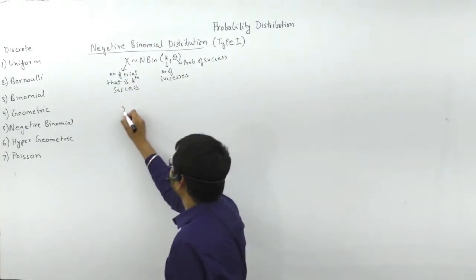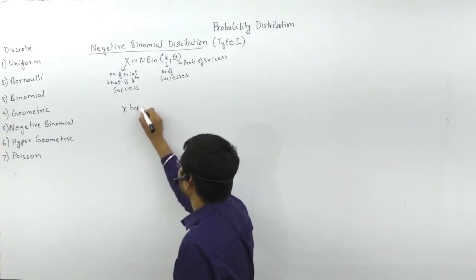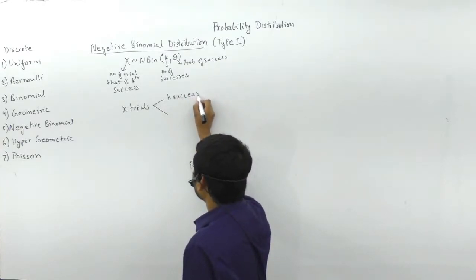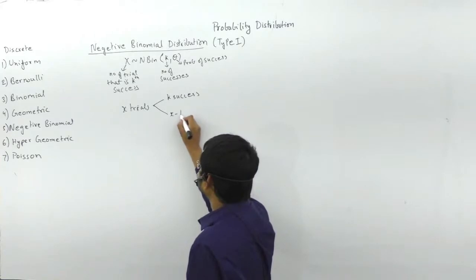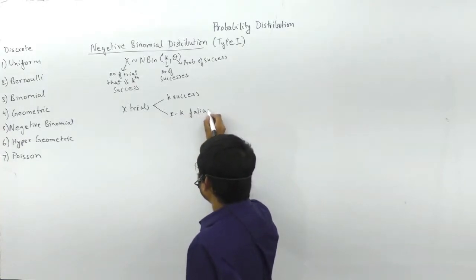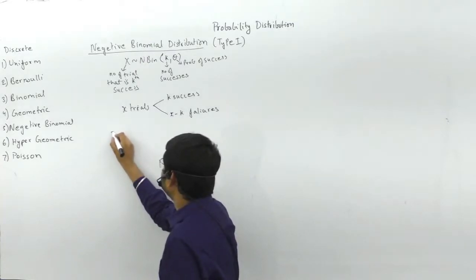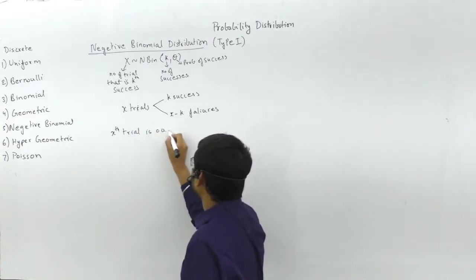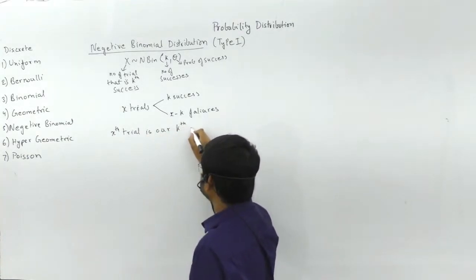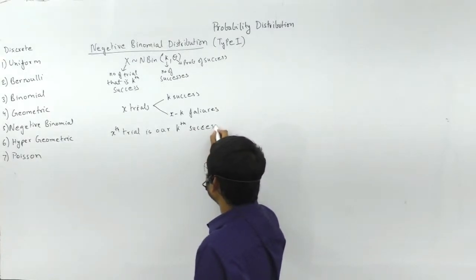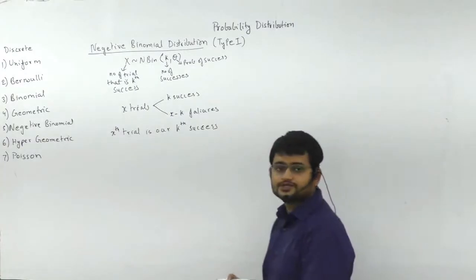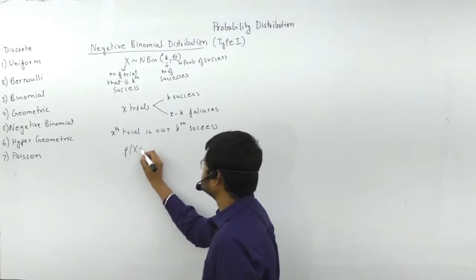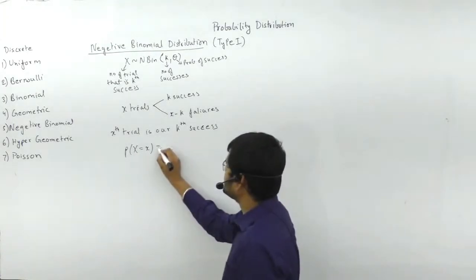So basically we have total x trials, out of which we have k successes, and we'll have x minus k failures. And we also know that our xth trial is our kth success. So this is the information that we know. Now let's find the probability that X will be equal to x, or the probability distribution.